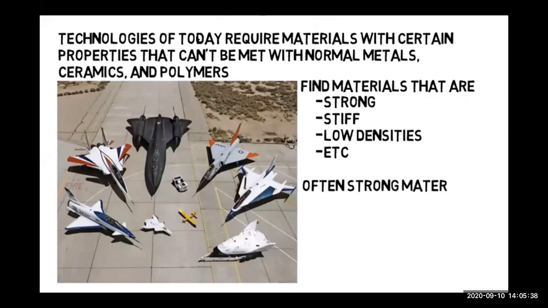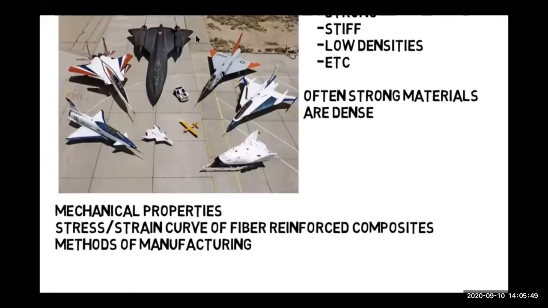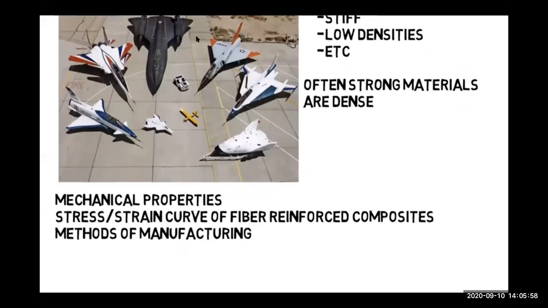Often strong materials are also dense, as an example. So engineers are trying to design and find materials that can provide the properties we want to achieve, which is where composites can come in. So you're going to learn about these mechanical properties, look at stress-strain curves of fiber-reinforced composites as a random example, methods of manufacturing composites, and so on.